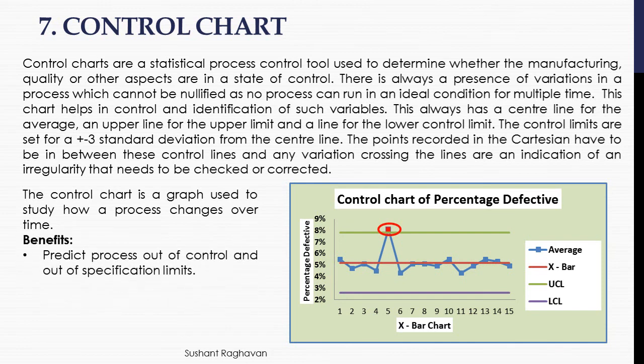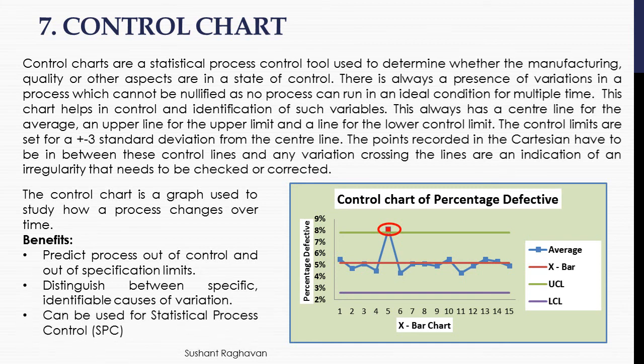Benefits: predict process out of control and out of specification limits. Distinguish between specific identifiable causes of variation. Can be used for statistical process control (SPC).